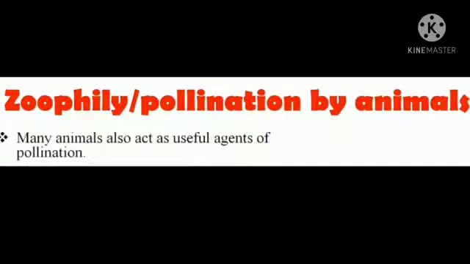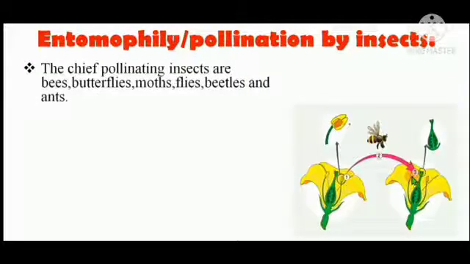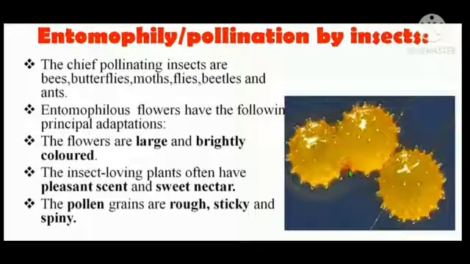Cross-pollination caused by animals is called zoophily, and first is entomophily. Entomophily means pollination by insects. The chief pollinating insects are bees, butterflies, moths, flies, beetles and ants. Entomophilous flowers have the following principal adaptations, meaning the characteristics of entomophilous flowers are: first, the flowers are large and brightly colored.